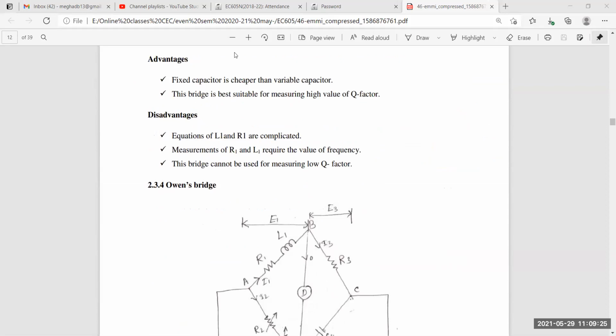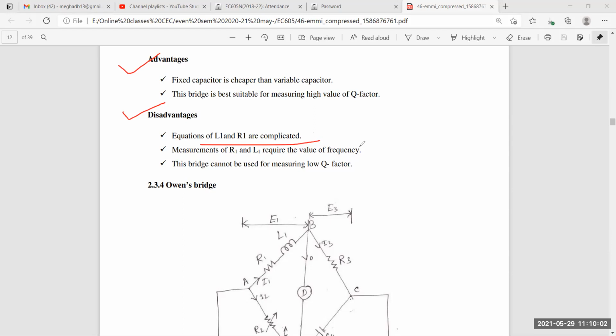And there are disadvantages too. The equations of L1 and R1 are complicated. The only real disadvantage of this type of bridge is that it is not suitable for measuring coils having a quality factor less than 10, because I told you the quality factor for the Hayes bridge has to be greater than 10. So definitely it cannot be used for measuring low Q factor. This is one of the biggest disadvantages of the Hayes bridge.